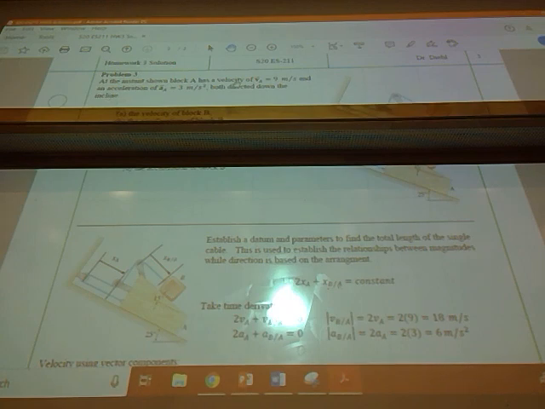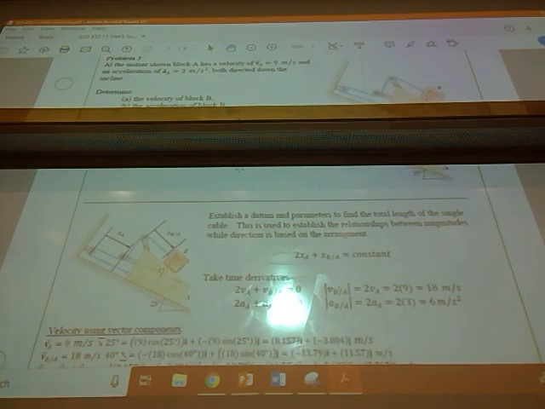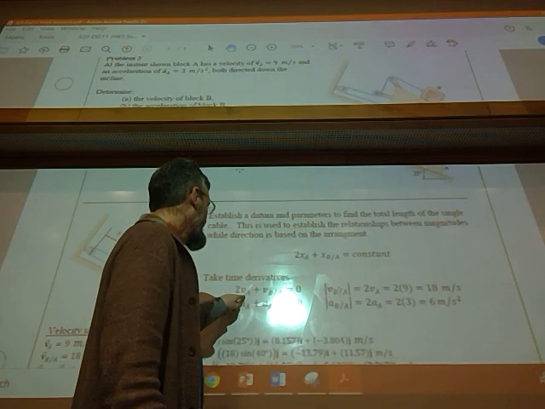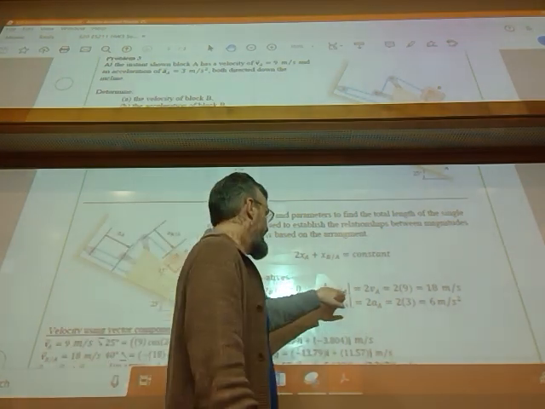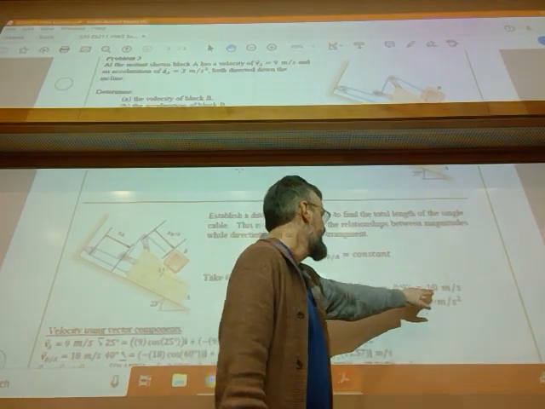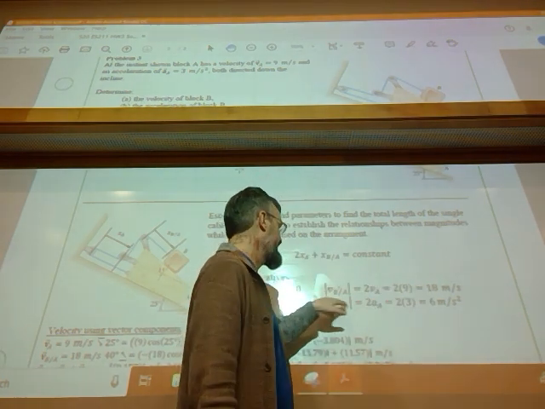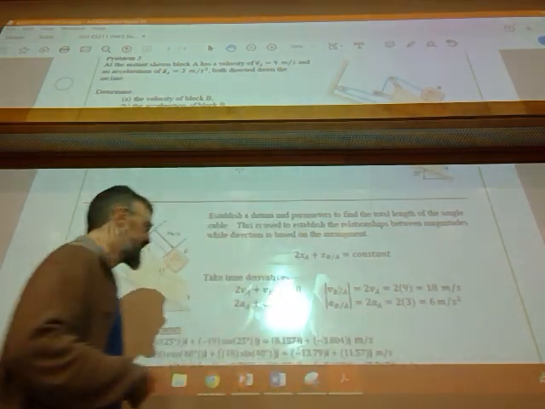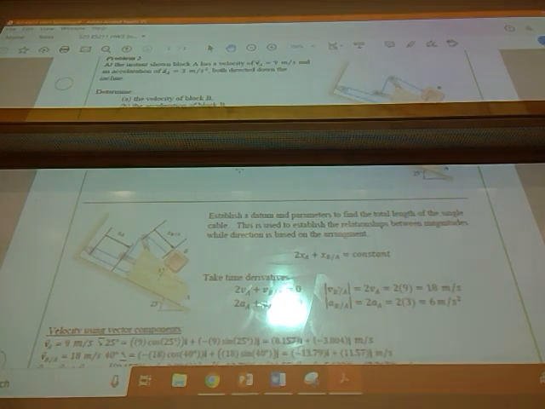At the instant shown, A has a velocity of 9 meters per second, and the acceleration is 3. So what we're able to do is solve for one of these two right here. Two times this is given, so we know what the velocity of B with respect to A is going to be, and the same thing down here. We're able to get the acceleration of A with respect to B.